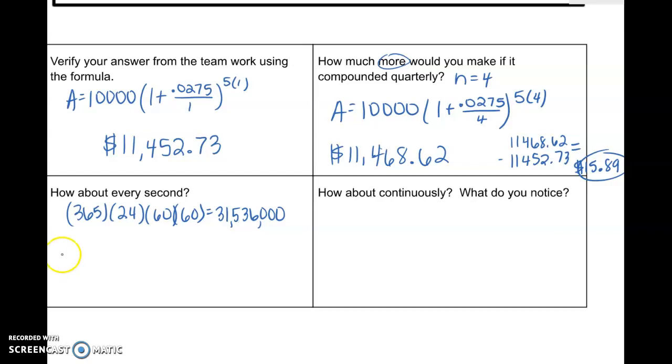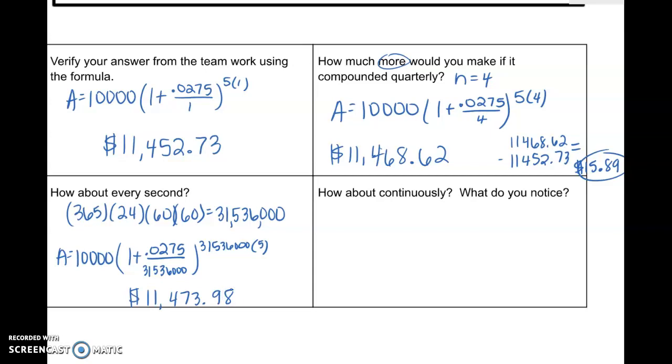So plugging into the formula, I'm going to have A equals 10,000 times 1 plus 0.0275 over that large number, 31,536,000, raised to this power multiplied by 5. And when you plug that into your calculator, you should get approximately $11,473.98.